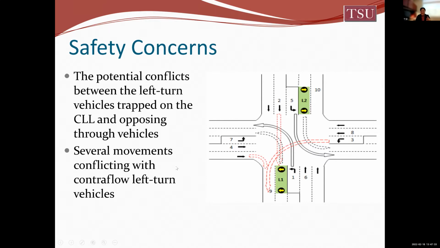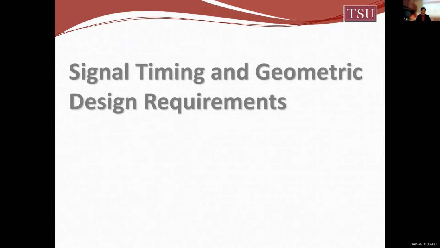I think because of these safety concerns, people have not used this design in this country yet. But I think, using signal timing design, we can carefully set the signal timing and the geometric layout for this type of intersection to prevent such accidents, to prevent the risk associated with this design. So let's talk about how we make the signal timing and the geometric design work for this type of design.